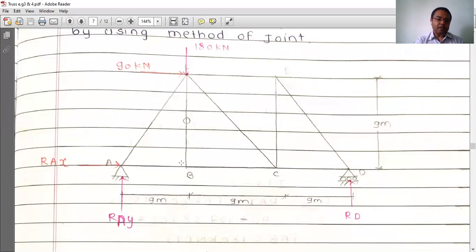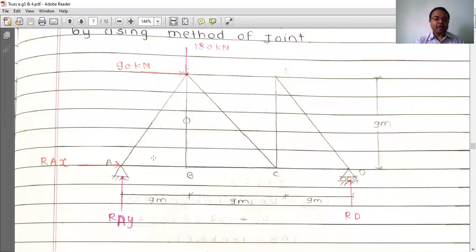Okay. Next, out of these 3 members, 2 members, that is AB and BC, are collinear. That's why this remaining member is carrying zero force. So likewise, we have found the zero force members. Next, we'll go for the joint method.